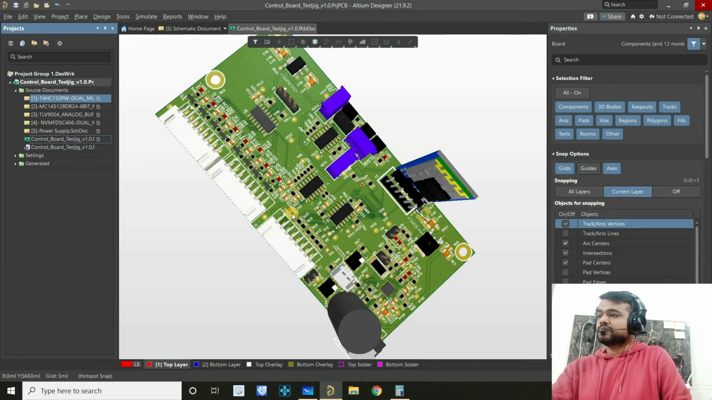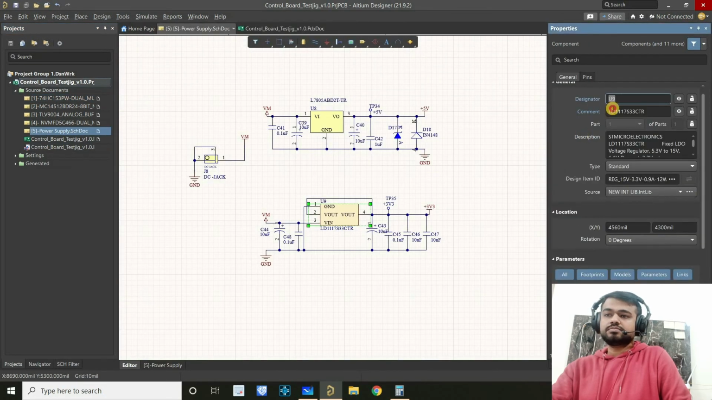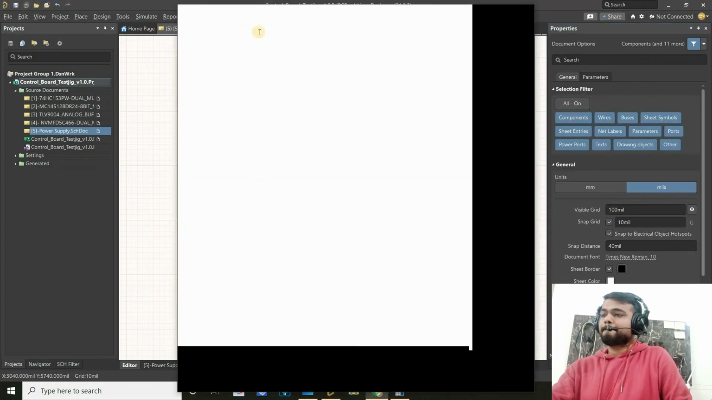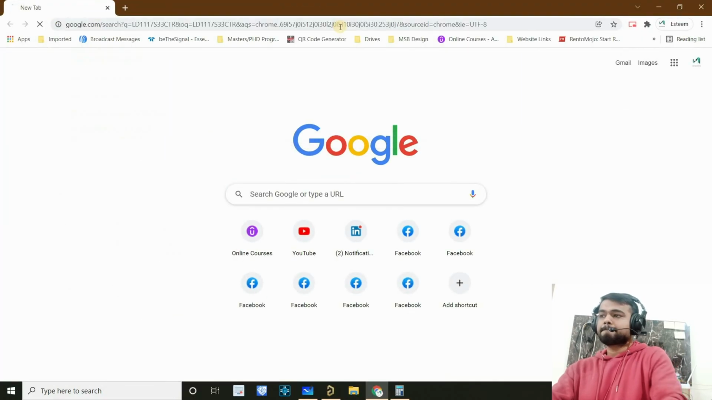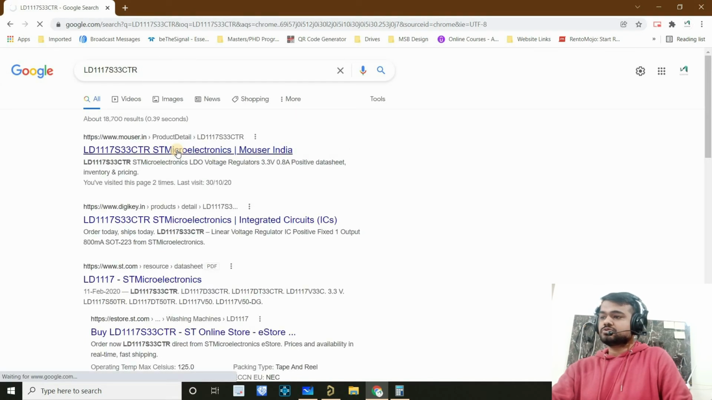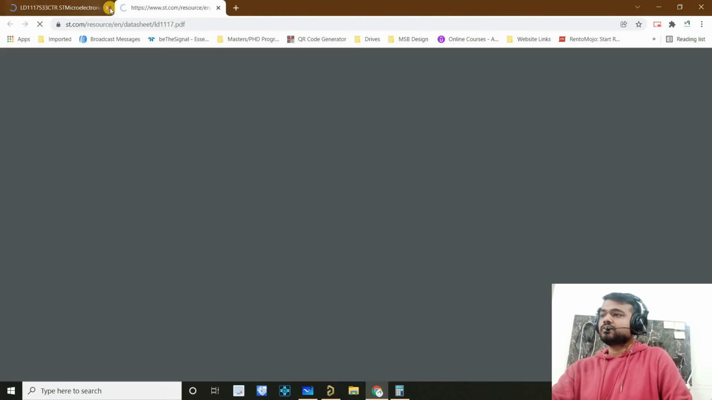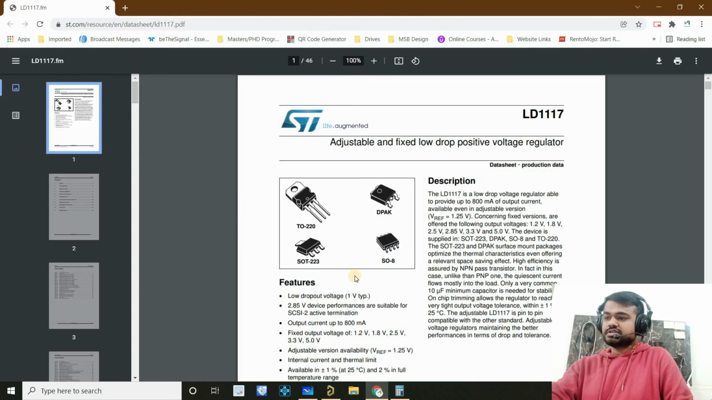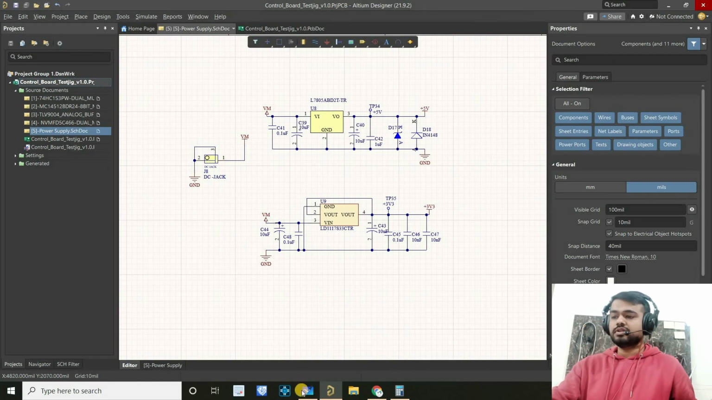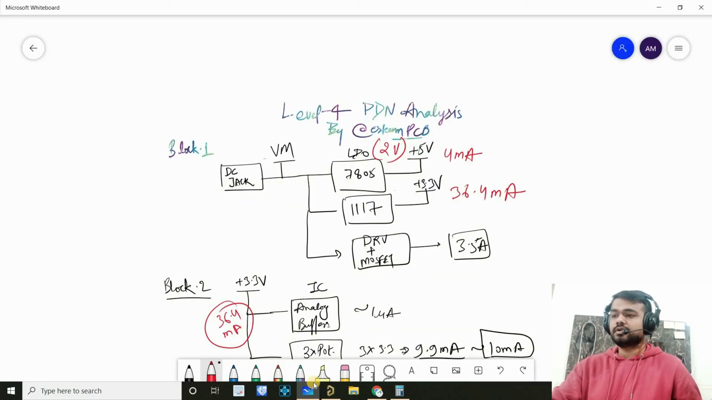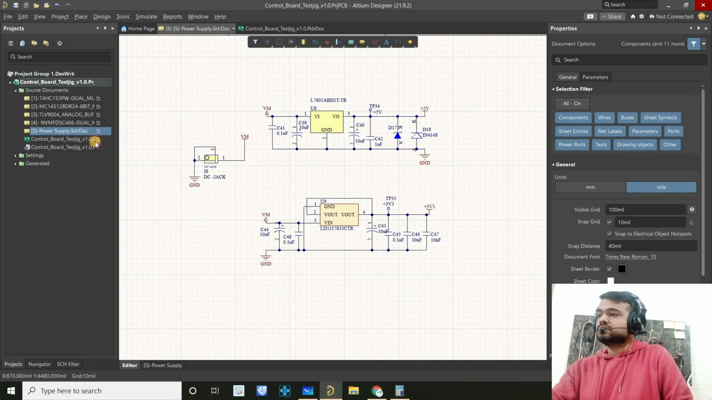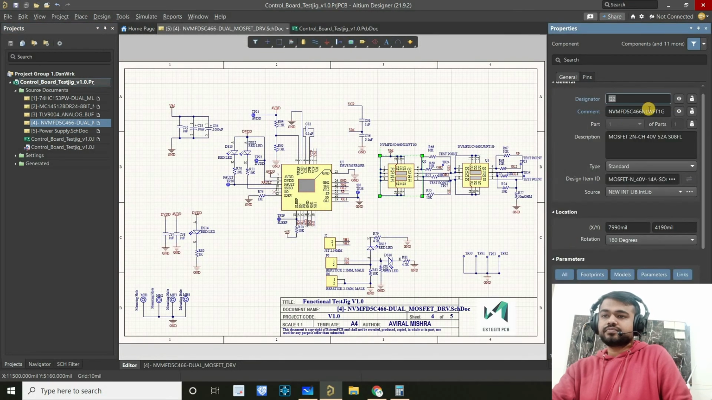So I'll go back to our power supply page, copy this part number, open Chrome, and open the data sheet of this part, and we'll see the voltage drop. So it's 1 volt typical. Okay, so it is 1 volt. Then for the MOSFET, we'll again open the data sheet of the MOSFETs.